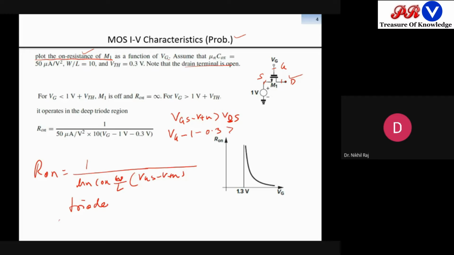This should be greater than VDS. So VDS is unknown here. It can be a floating value. It can be any value, 0 or it can be 1 and anything. So here it's difficult to predict what the VDS value should be. So we have to go with the assumption that it is working in the triode region. And at most here 1 volt is also there, then it will be turned to 0. And then VG will be greater than 1 plus 0.3.